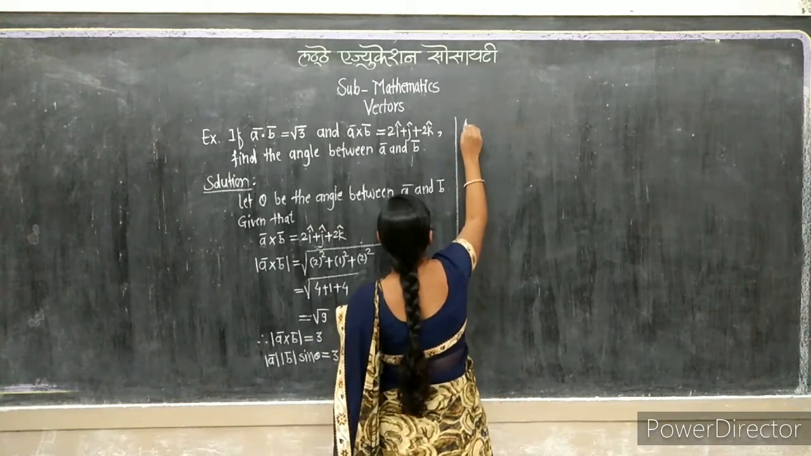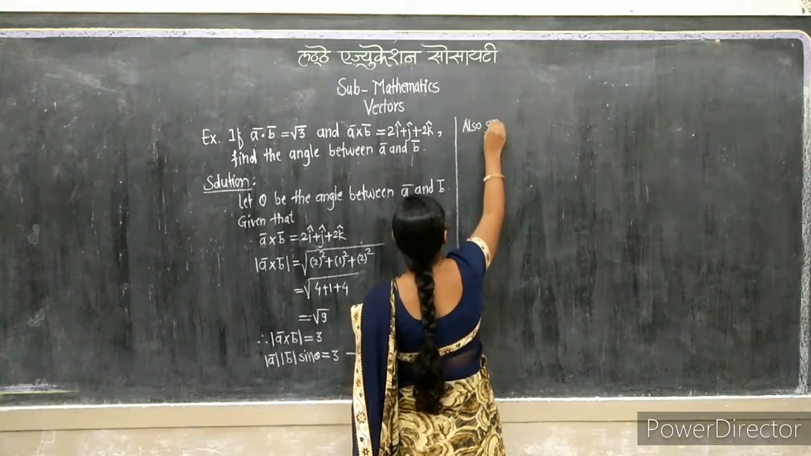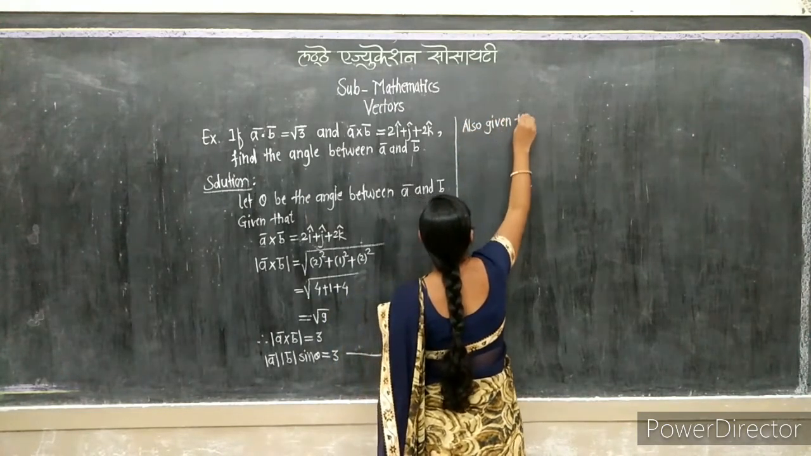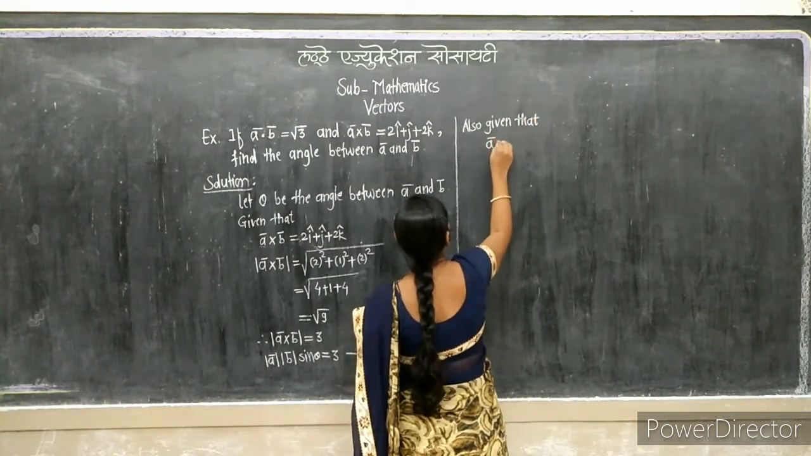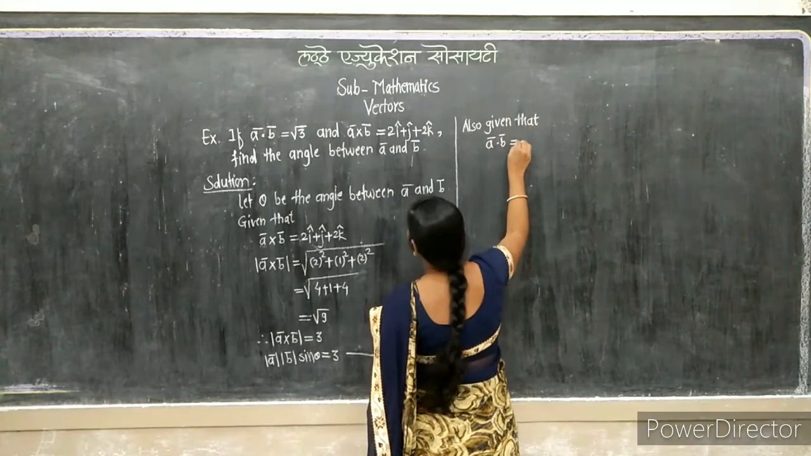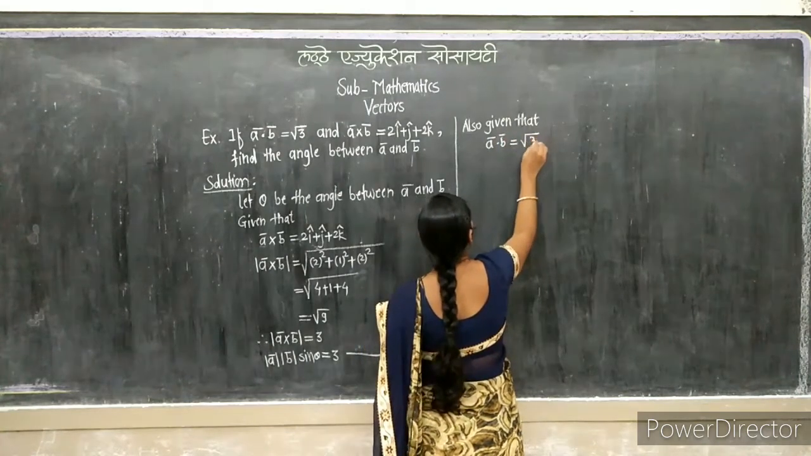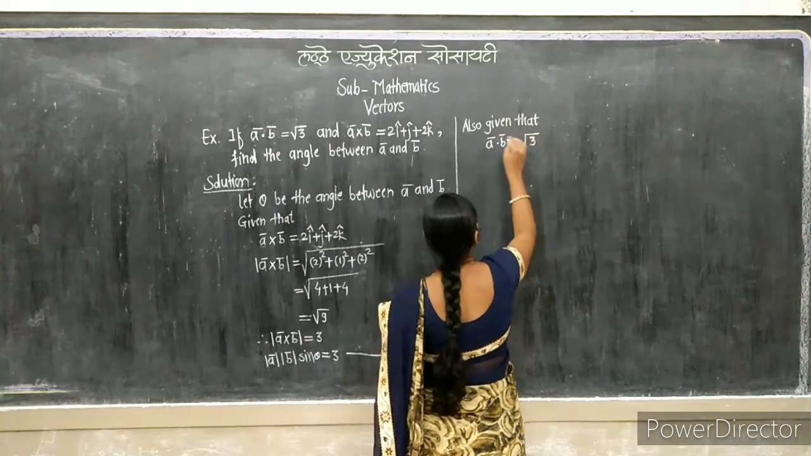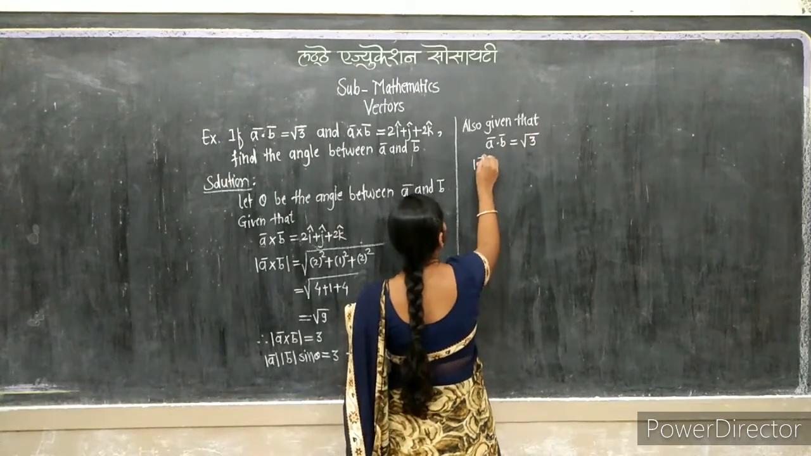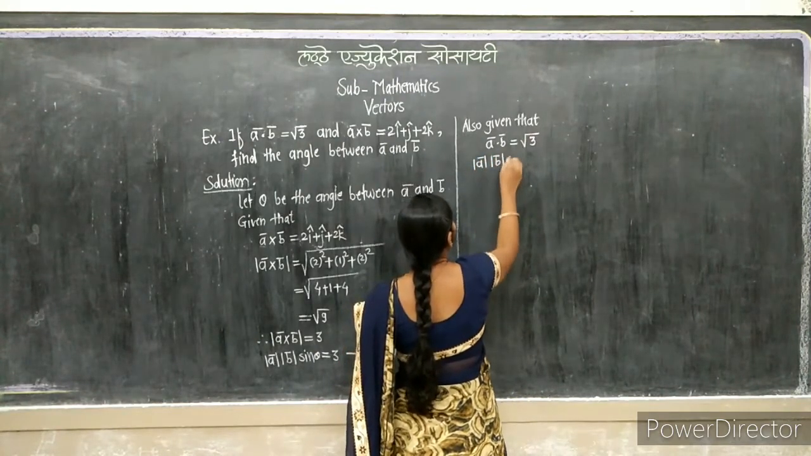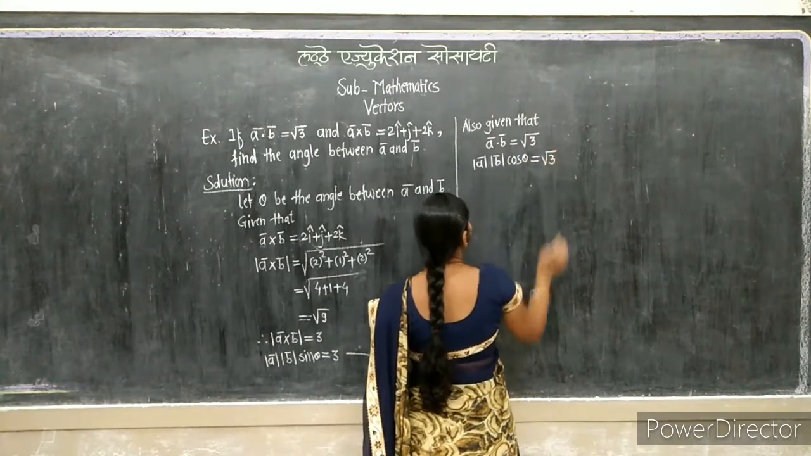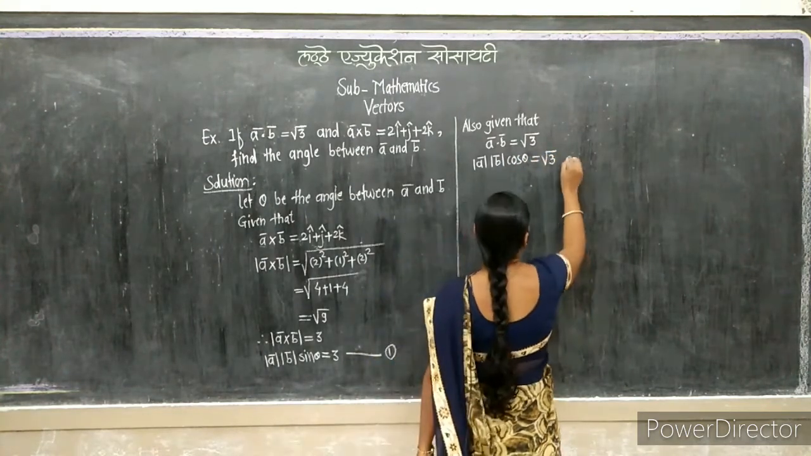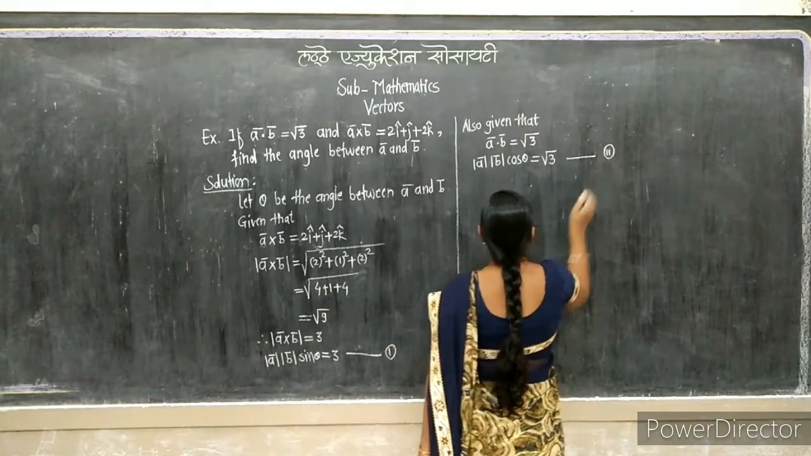Also given that a bar dot b bar is equal to root 3. By the definition of dot product, magnitude of a bar, magnitude of b bar, cos theta is equal to under root 3. This is equation number 2.